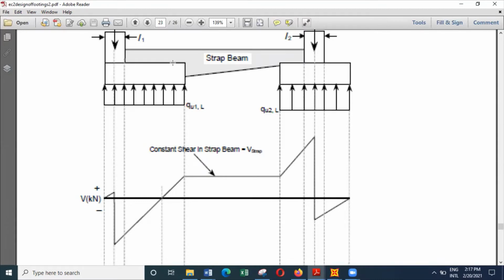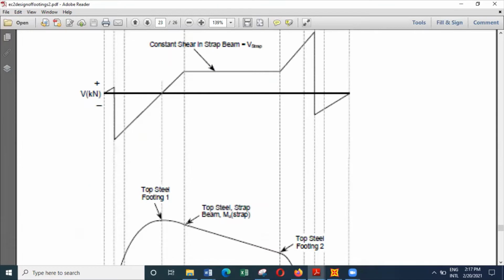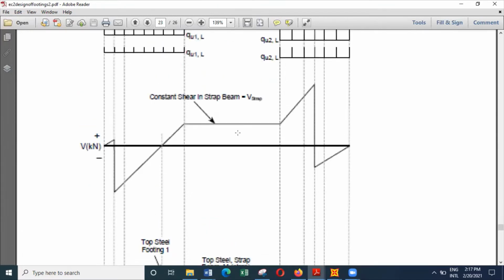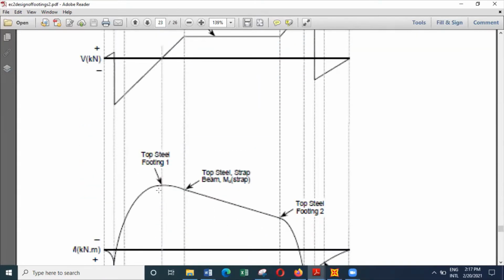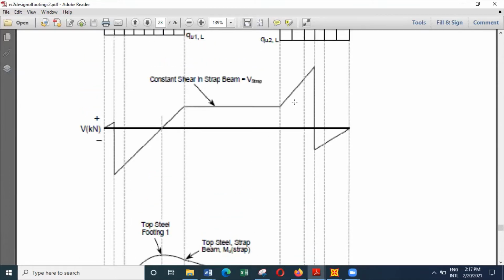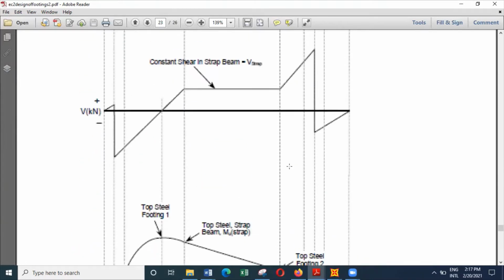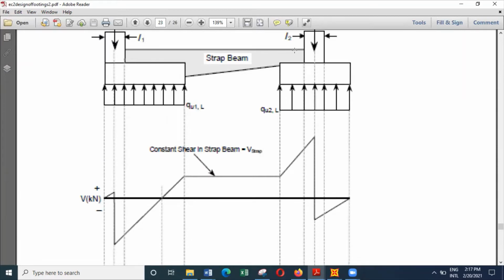which means the footing is also now subjected to some tension. And then it will start decreasing. And beyond this point, we have only the strap beam. So we design the strap beam for the bending moment here. We design the footing for the bending moment that occurs somewhere here with the maximum value. So we design the footing here. And when it comes to this footing, again, here you get a lesser bending moment. So this has to be designed for that particular value.